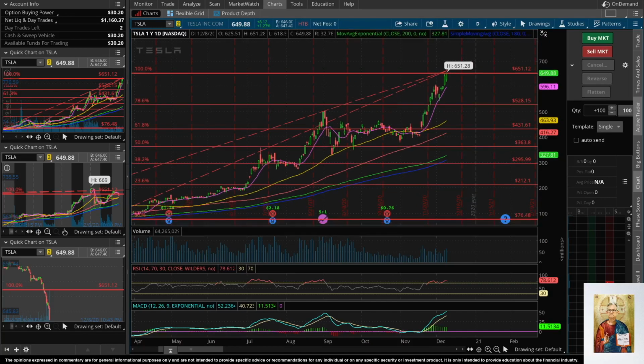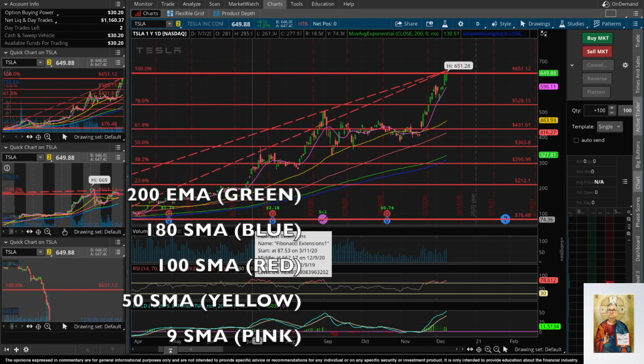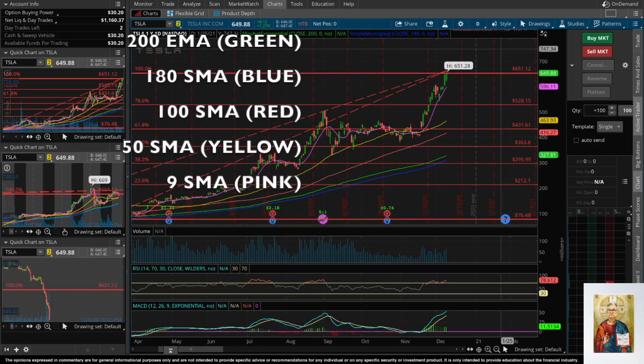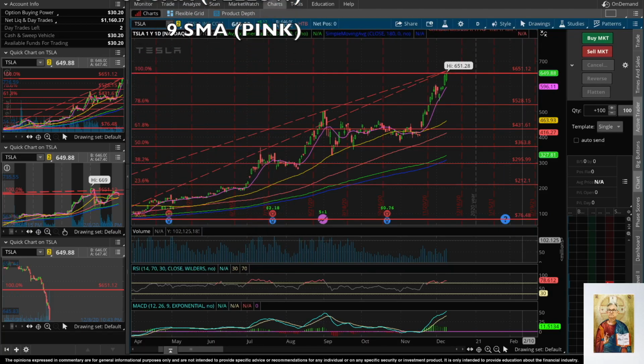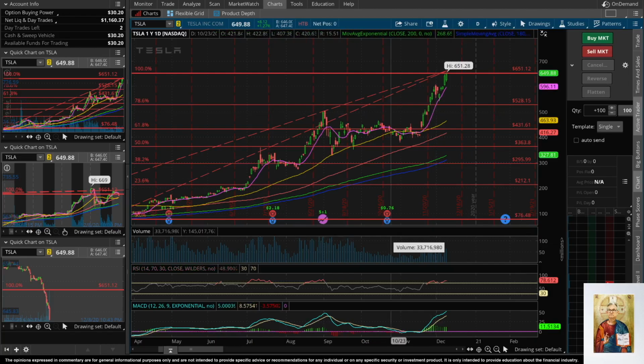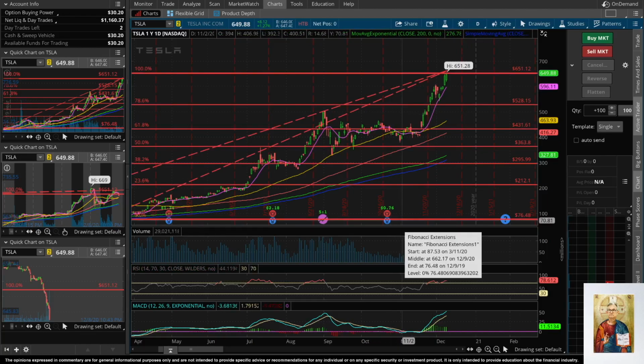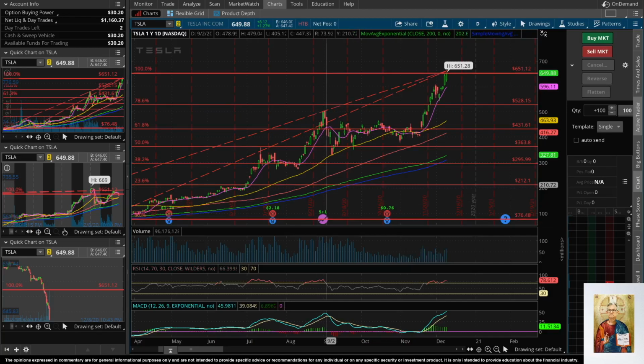So anyways, as far as the indicators I have on here, I have the 200 exponential, the 100, and I think it's the 180 simple moving average, the 100 simple moving average, the 50 and the 9. And so it may seem very overwhelming. Why do I have so many indicators for the moving averages? But some of them do mean certain things for me.